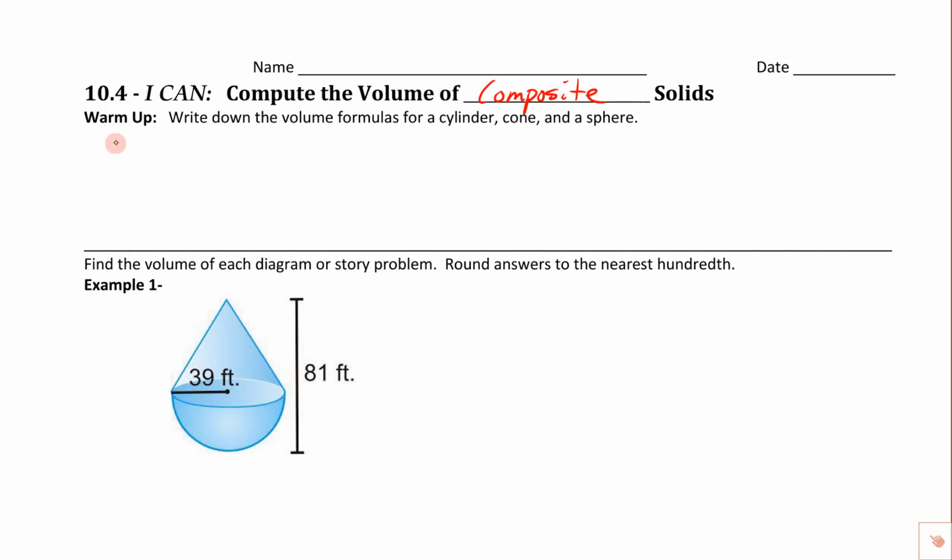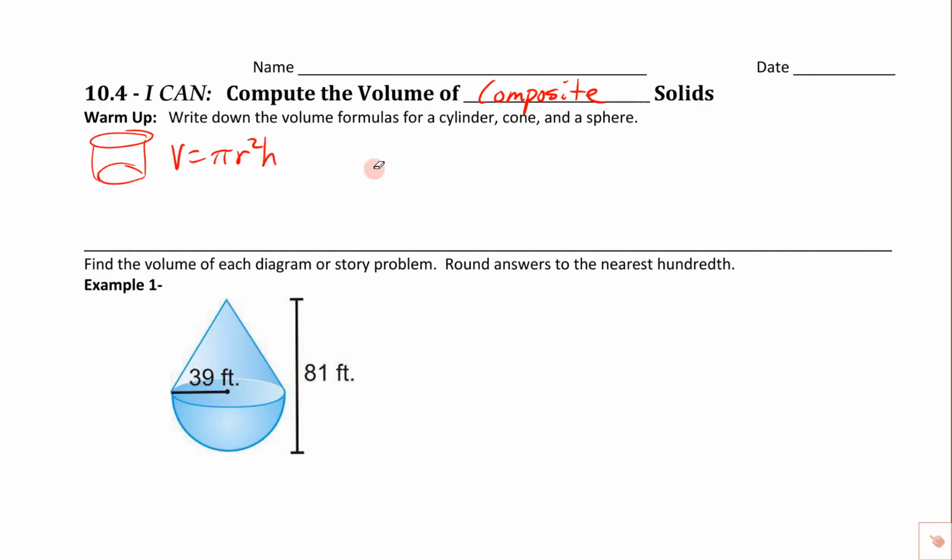So the volume of a cylinder. So first of all, a cylinder looks like this. Now that's a crappy drawing of a cylinder, but you get the idea. And the volume formula is the area of the base, so that's going to be pi r squared times how tall it is. So the volume of a cylinder is pi r squared h.